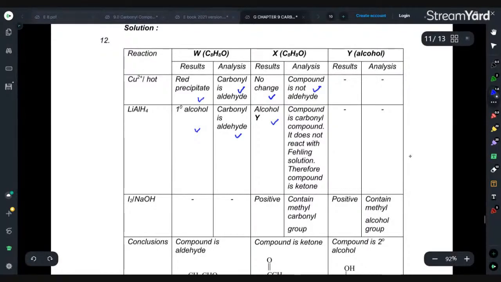So this compound X is a carbonyl. It does not react with Fehling solution, therefore it is a ketone. And then the positive test means it contains a methyl carbonyl. For the alcohol, it is methyl alcohol or methyl carbonyl. You must remember, if there is a methyl group on the carbonyl, it is a methyl carbonyl. If there is a methyl group on the alcohol, it is a methyl alcohol or methyl carbonyl.